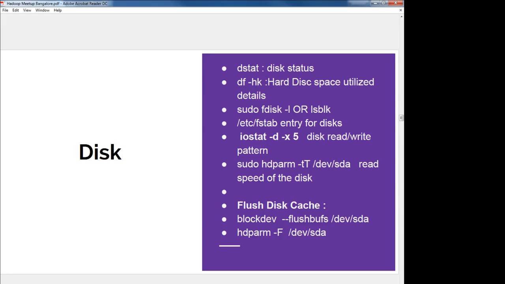So the easiest command to figure out all the disks on your machine is fdisk -l. It will simply say on your box, these are the disks, these are the spaces for those given disks, and what kind of partition it is. Is it ext3 or ext4, whatever it is.